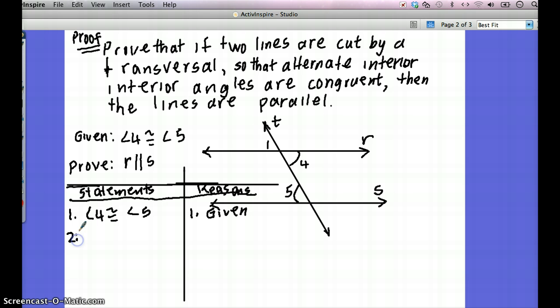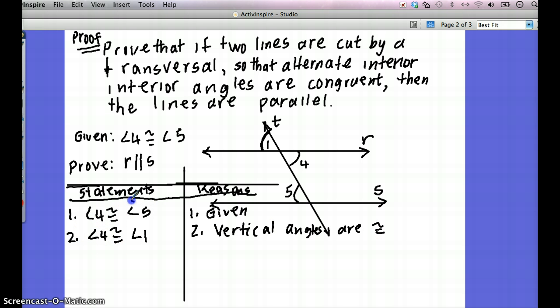Statement number 2, though, is not given. And I should have marked this to show you up front something that you already know, that angles 1 and 4 are congruent, right? So we could say angle 4 is congruent to angle 1. I can just hear everybody shouting, I know the reason, I know the reason. Those are vertical angles. You could say vertical angles are congruent, or you could say vertical angles theorem.